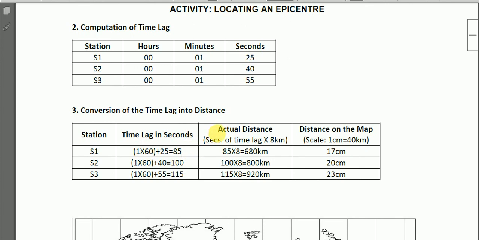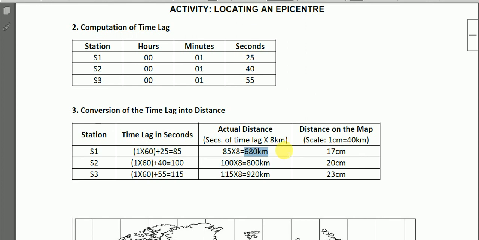After that we have to find the actual distance, that is, the distance on the ground. Here we have the formula: seconds of time lag multiplied by 8 kilometers. You have to remember the basic rule: for every time lag of 1 second, we are 8 kilometers away. With that rule, 85 seconds into 8 is equal to 680 kilometers.